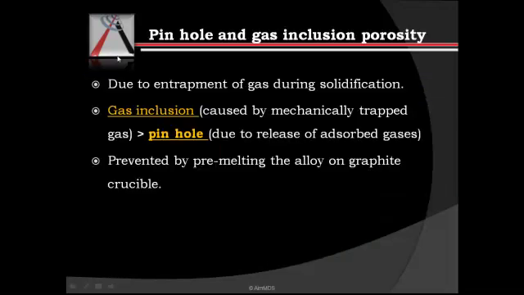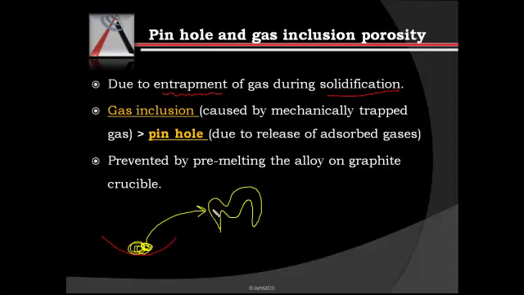Next, we'll move on to pinhole or gas inclusion porosities. Now, as the name says, these porosities are because of entrapment of gases during the solidification. Now, there are two types of sources of gases: one is the gas which is present in the mold, or gas from the outside is incorporated into the molten metal. So, we have the molten metal, and that goes inside the mold.